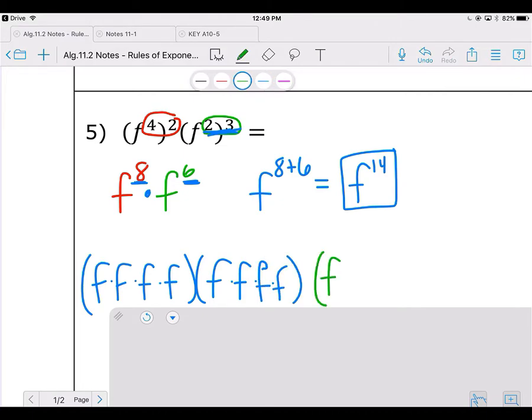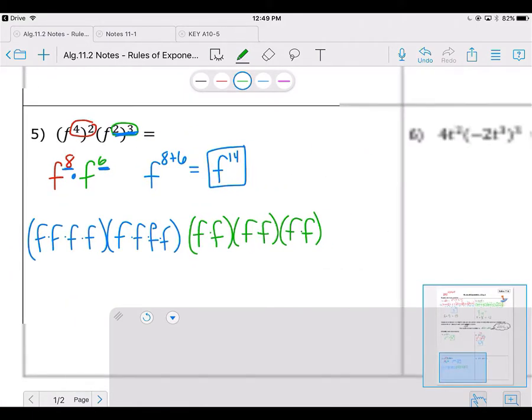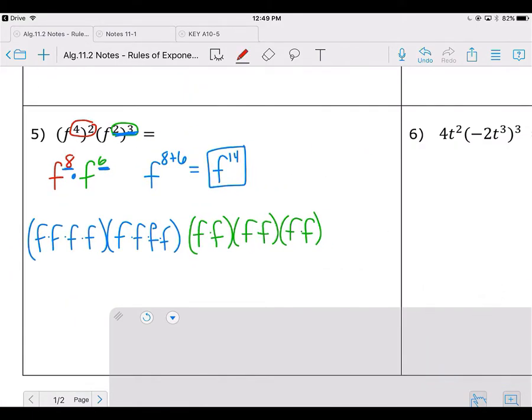And write f squared 3 times. And then just add up how many you have. Here we have 8, here we have 16, we have 14 total. So again, if you're not catching the rule, you can break it down and write them out. You're just going to have to write them out a lot.